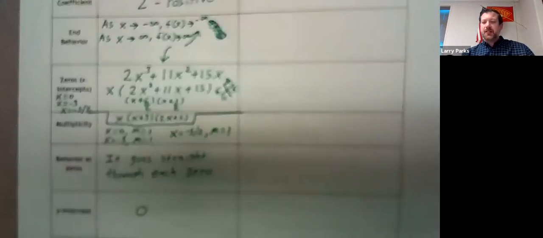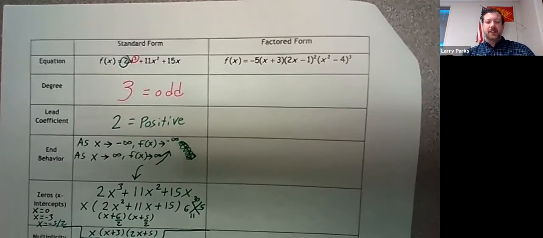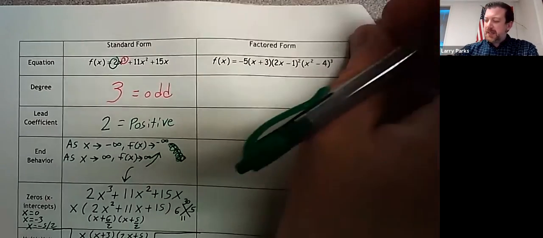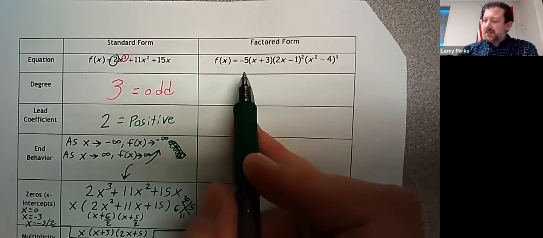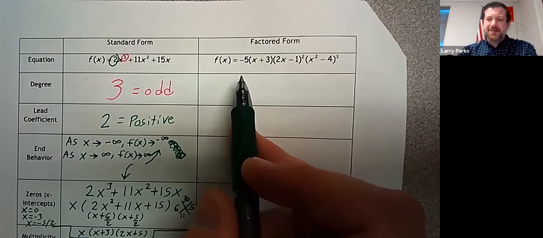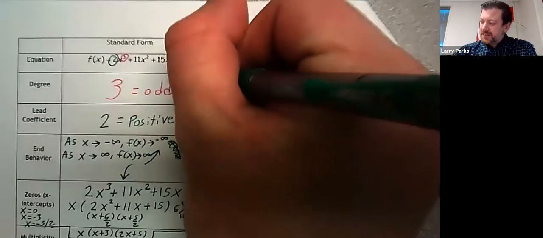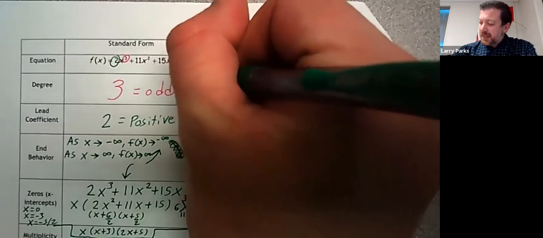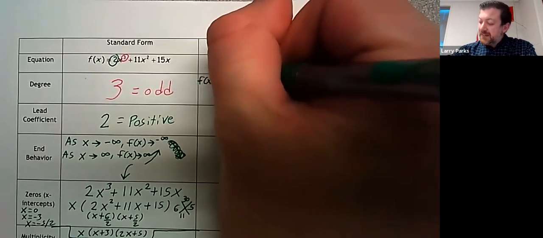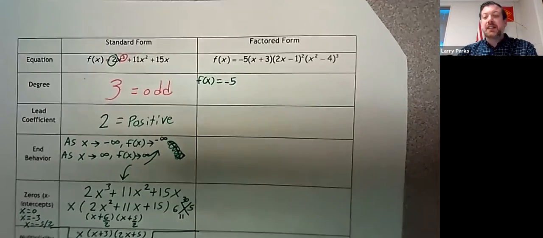So that's what you get from standard form. Now, factored form, it gets to be a little trickier. So what is the degree? The notes suggest it's best to write this out. So actually, I guess that would be easier. So if I write this out, it would be f of x is -5, x plus 3.